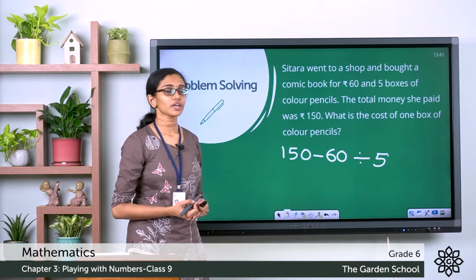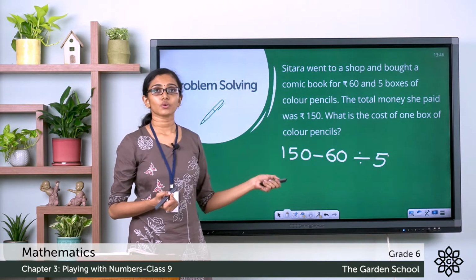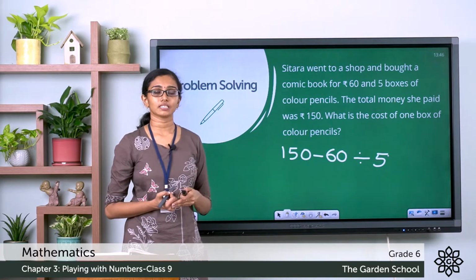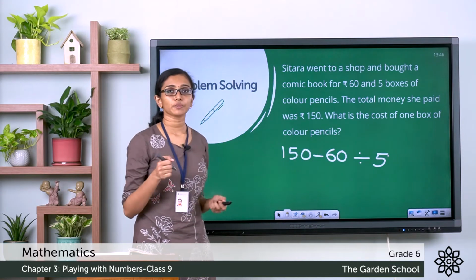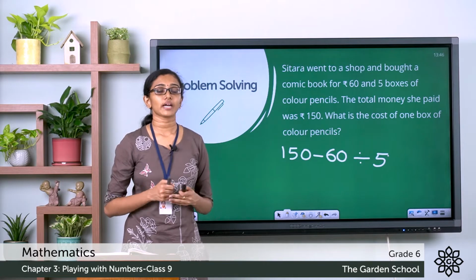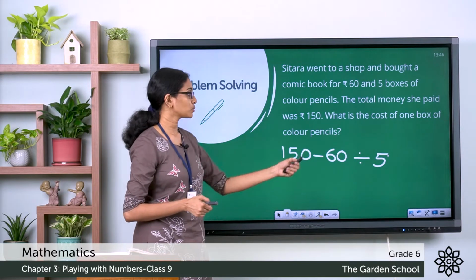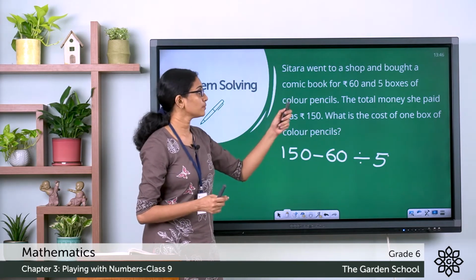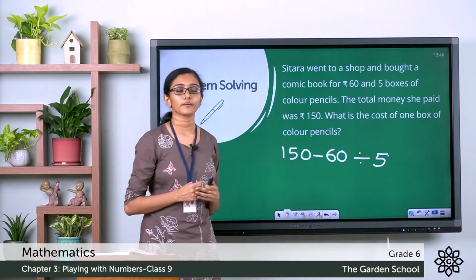Look here, here also you have the same mathematical statement. Here also you can see 2 different operations to be done in the same mathematical statement. So according to the rule, the division part has to be done before the subtraction part. But is it right to do that here? No. We know that first we have to do the subtraction part because we need to find out the cost of 5 boxes of color pencils. And then we have to divide it by 5 only.